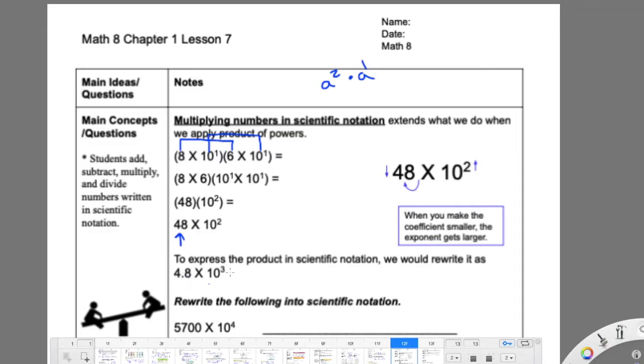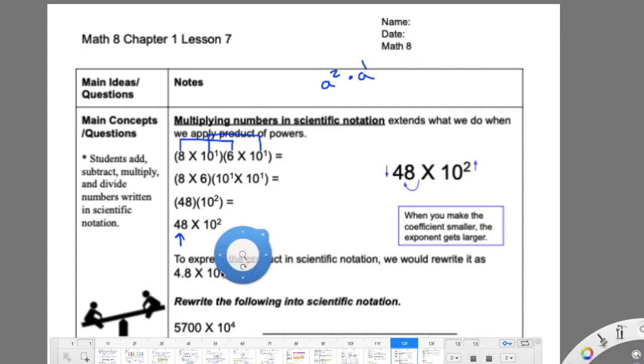And then if you notice, the exponent was 2, now it's 3. Because we moved that decimal over, we're making a larger number, 48, into a smaller number, 4.8. So that means we have to increase the exponent from 2 to 3. We're moving that decimal one more time. So that's the only thing we need to pay attention to, and make sure that we have that piece written correctly.